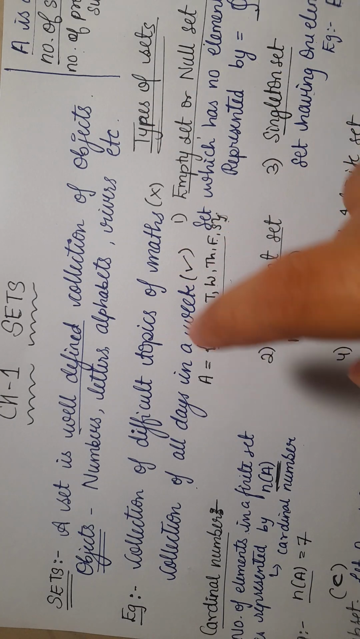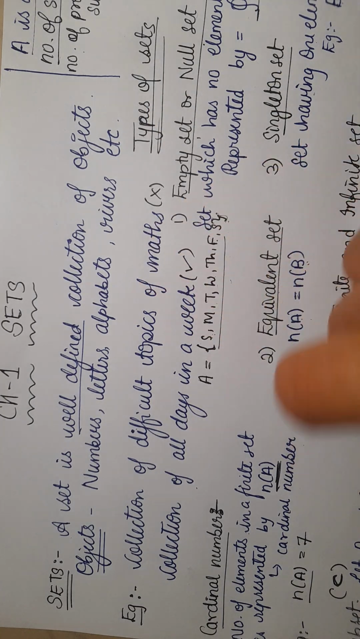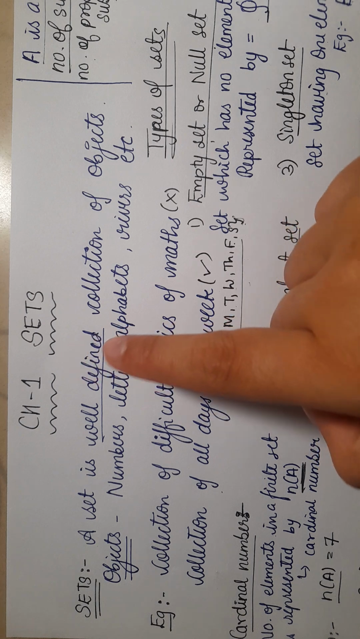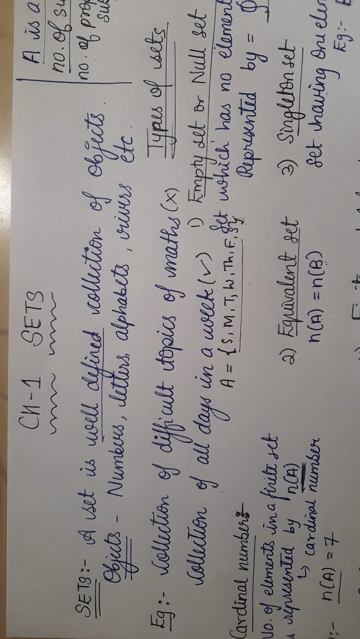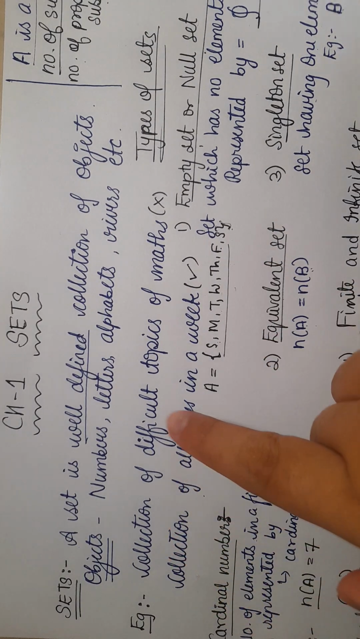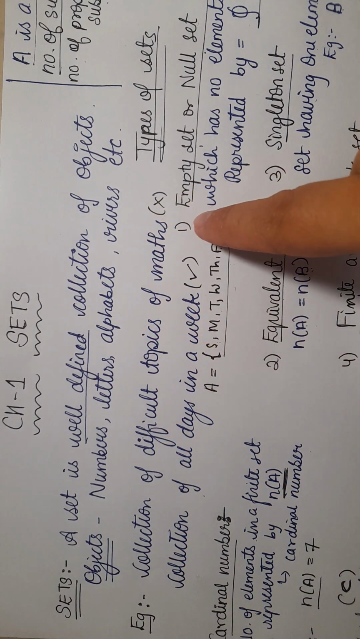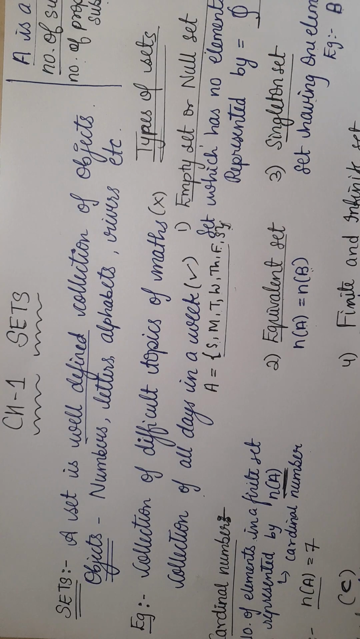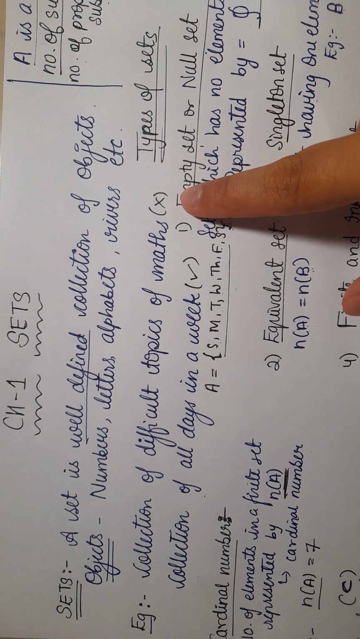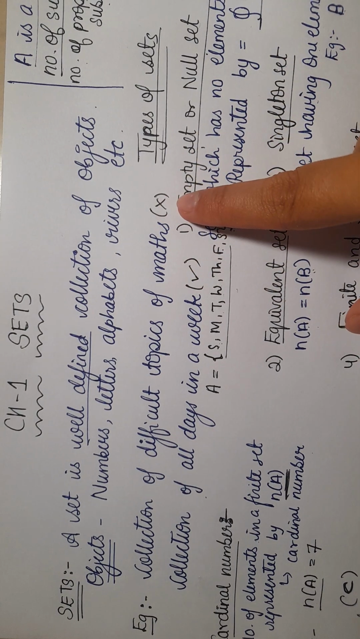How to define whether it is a set or not a set? First thing is it should be well defined. Well defined means according to you and your friend the answer should be the same. Take it as simple: the collection of difficult topics of math. According to you, the difficult topics of math can be different, and according to your friend, the difficult topics of math can be different. So it is not a set.